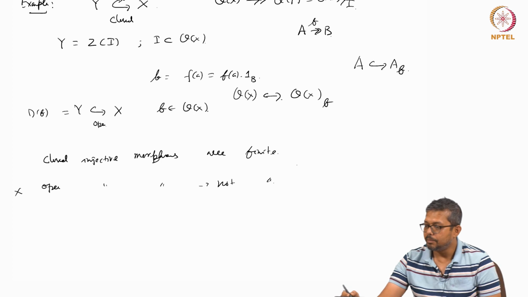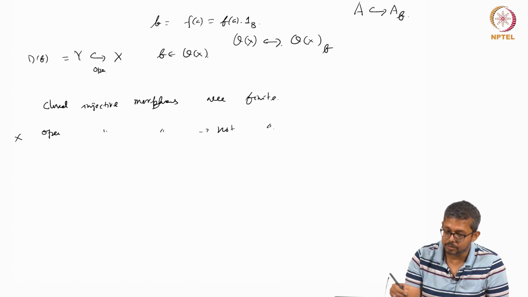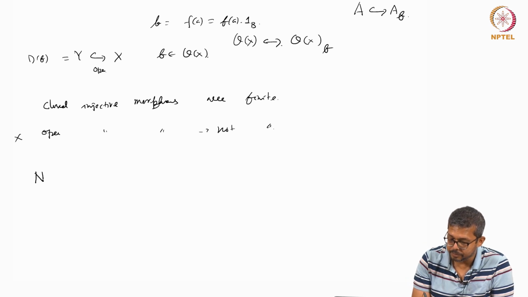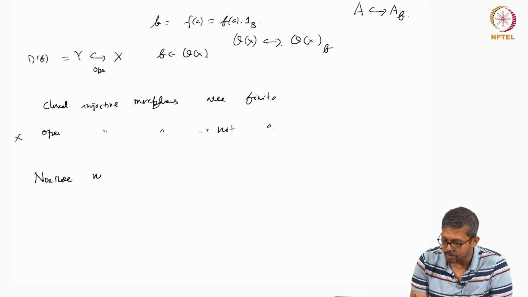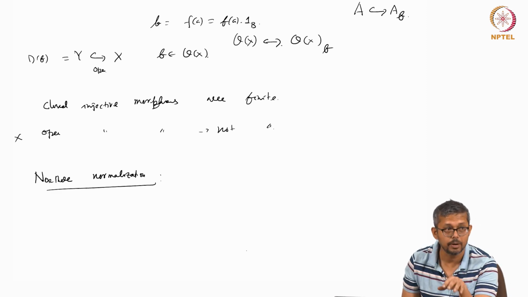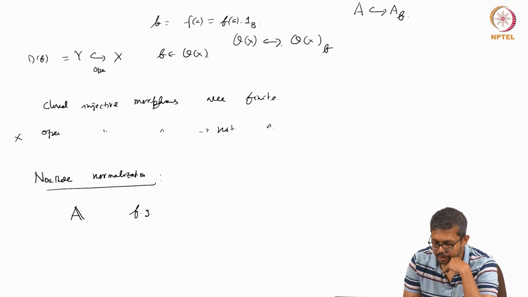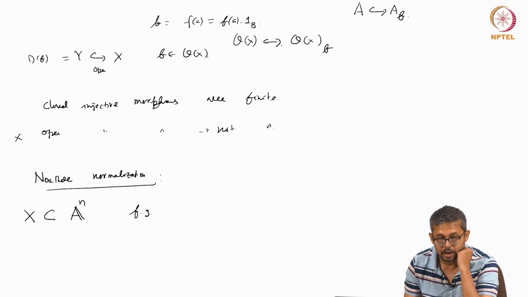Another example you have seen: the Noether normalization. We have seen the example of the Noether normalization process. You remember how we saw it: you started with a finitely generated K-algebra. So let's take A^n, and take some closed subset in A^n.